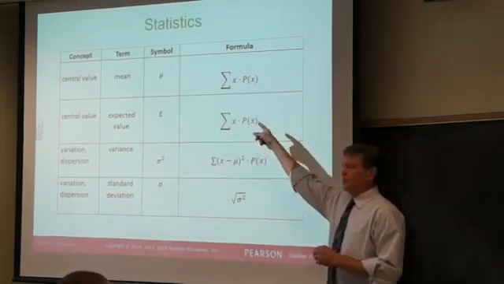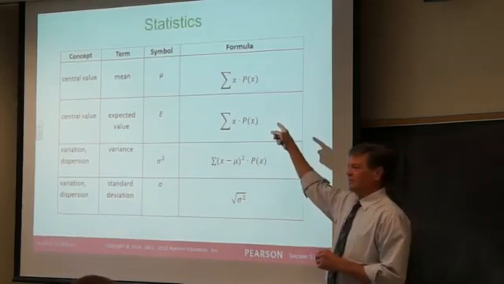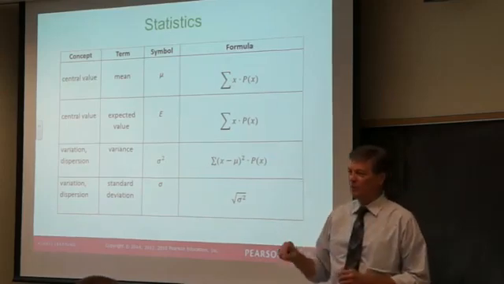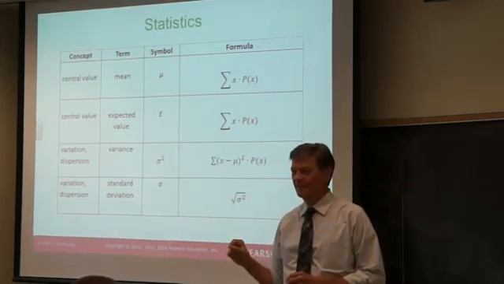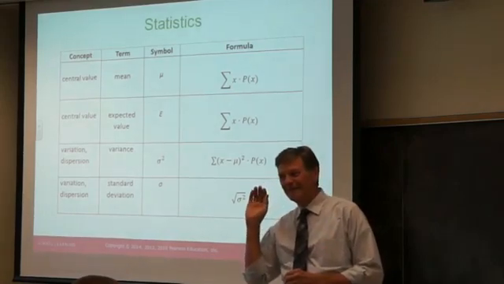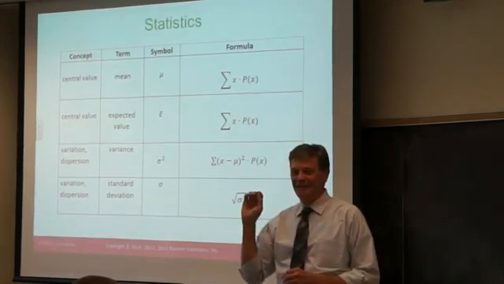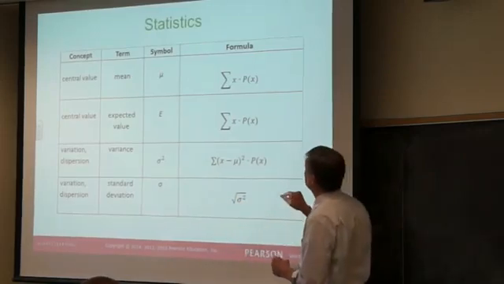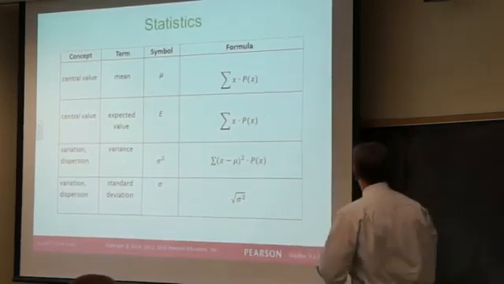That first symbol, what's that called? Mu. And mu is what? The average? It's a mean. It's a population mean. And the formula is sigma x times P of x.